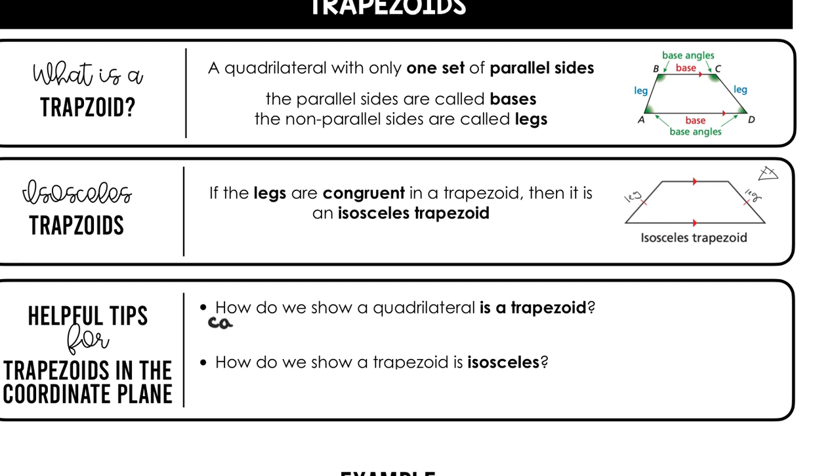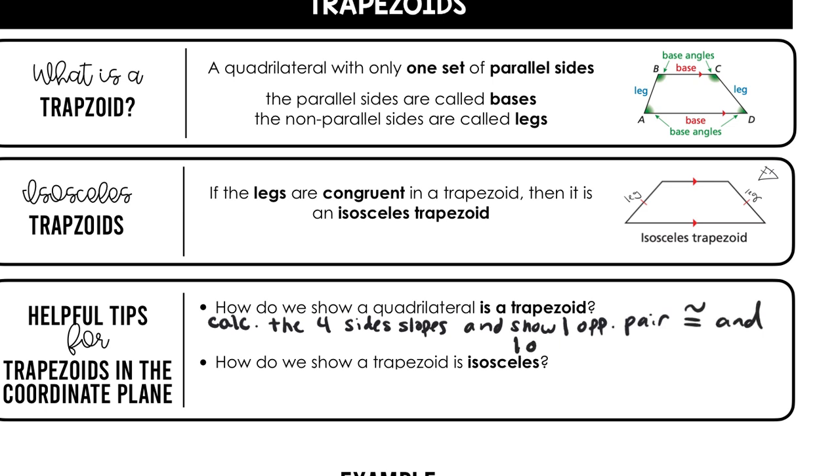We're going to write: calculate the 4 sides' slopes and show one opposite pair is parallel and one opposite pair is not parallel. Okay? Then it says, how do we show a trapezoid is isosceles?